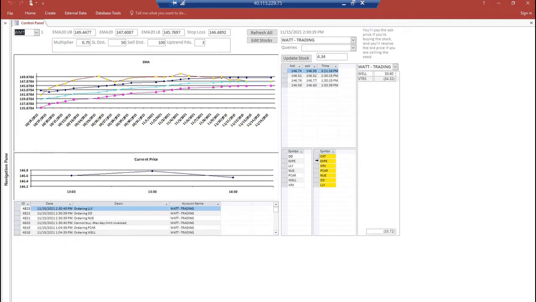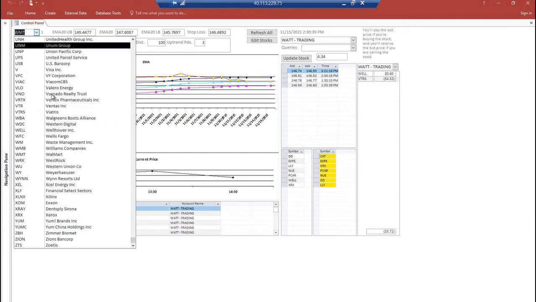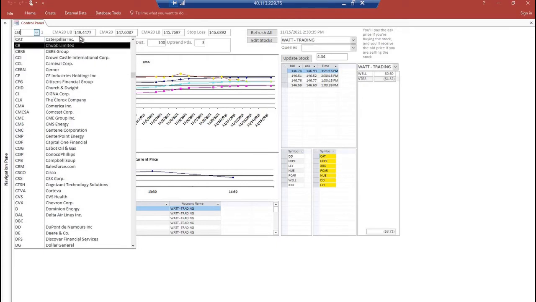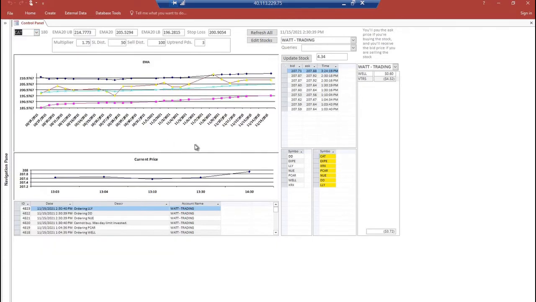Let's look at one of these that it's interested in. CAT. Let's look at CAT. All right, so why does it like CAT? It likes CAT because there's an upward trend. The stock's gone down, it's bounced back up. It looks like it might be heading down again, so it probably already put in a buy order at this level right here.